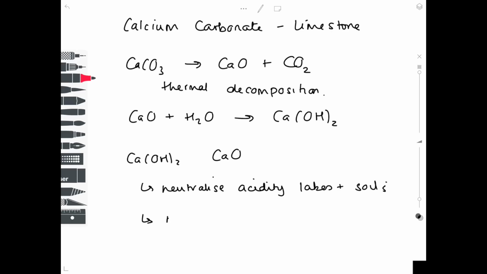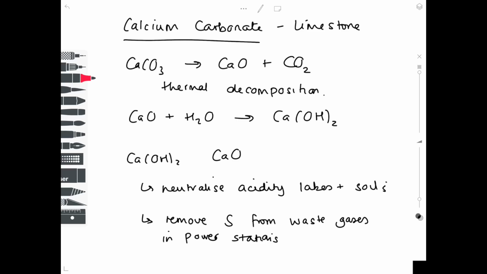And they can also be used to remove sulfur from waste gases in power stations. Now the original substance, calcium carbonate, is also incredibly useful because, as I've already said, it's added to the blast furnace to help remove acidic impurities, and it actually produces slag, and it can also be mixed and heated with clay to produce cement, so an incredibly useful building material.